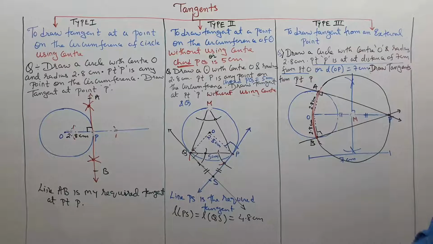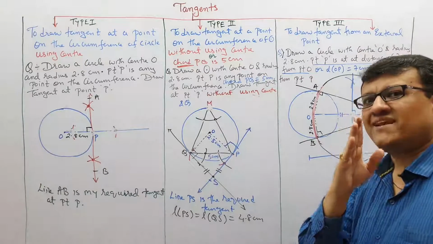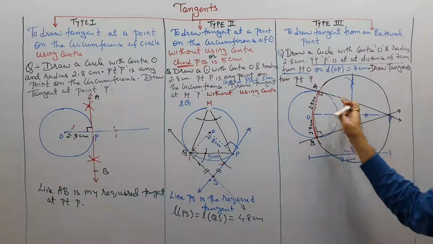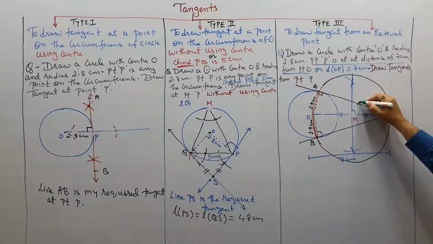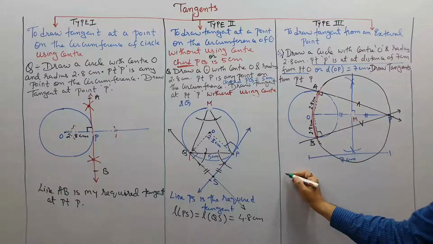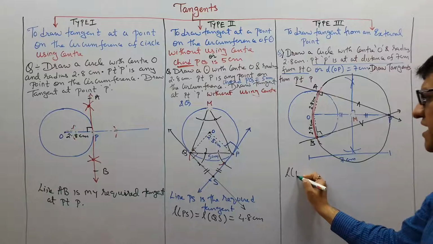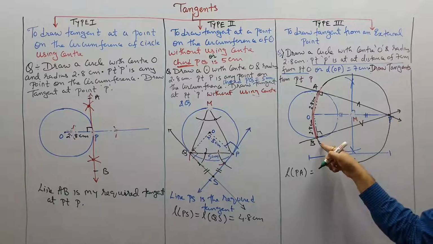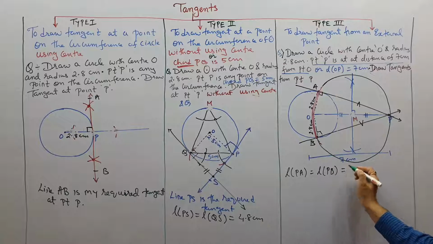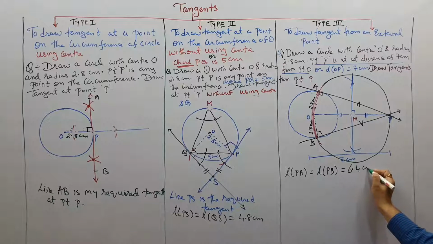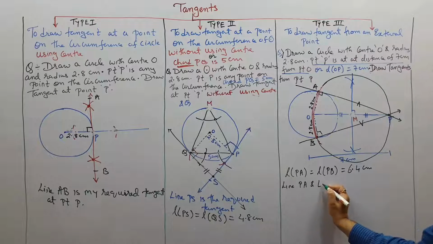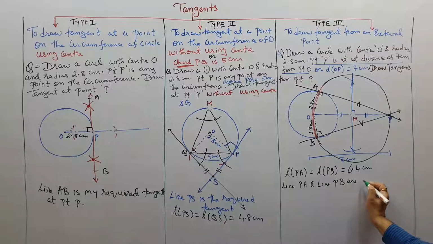Are you getting me? Last thing: they will once again ask you in this particular question to find the length of tangent segments. Whatever PA is shall be PB. If you measure PA, you will get an answer, say for example 6.4. So length PA has to be equal to length PB. You cannot have two different length segments. I'm just giving you a rough number, 6.4 centimeter. And finally, line PA and line PB are the required tangents.